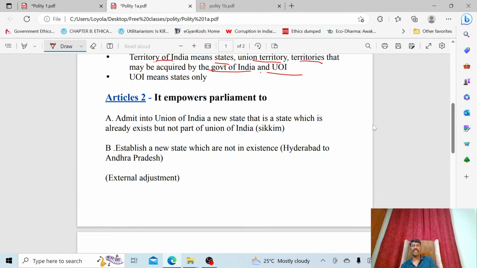Here I can say, with the help of Articles 2 and 3, for your understanding for preliminary as well as mains.